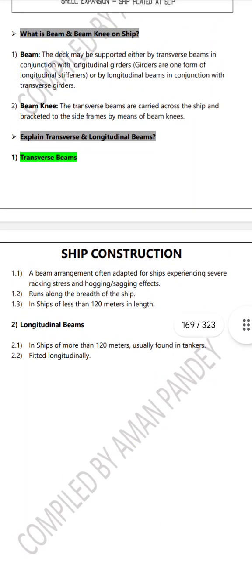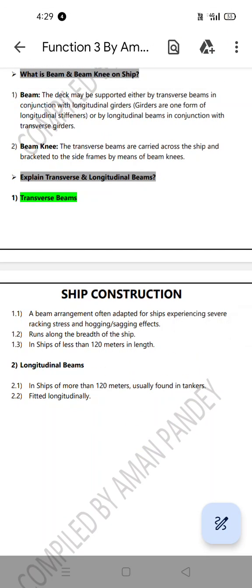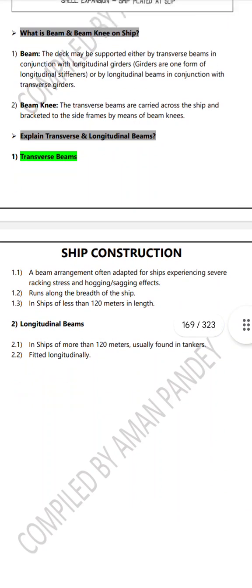After that, it says beam knees: the transverse beams are carried across the ship and bracketed to the side frames by means of beam knees. The transverse beams are carried across the ship, bracketed to the side frames by means of beam knees. Okay. Transverse beam.